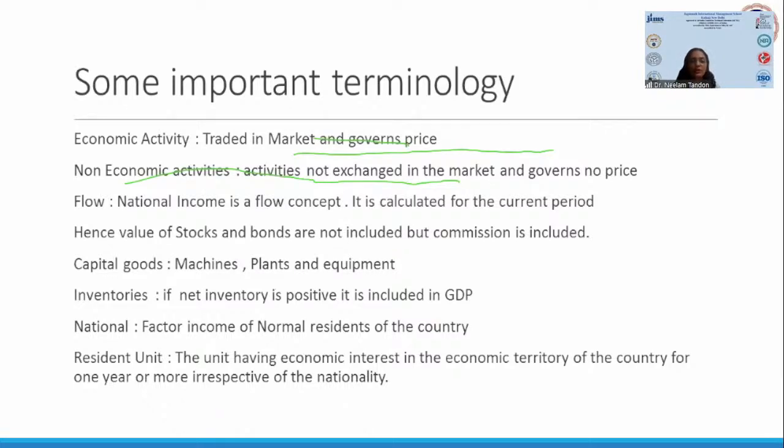Okay, so which is a resident unit? You're talking about a business unit now. A resident unit is a business unit having its economic interest in the economic territory of the country, and they are there for 1 year or more, irrespective of nationality. For example, Amazon in India is a resident unit because it has economic interest in the economic territory of India, and they are there for more than 1 year. Ola and Uber in India: irrespective of nationality, they have their economic interest in India for more than a year. So they are resident units. I hope it is clear to all of you.